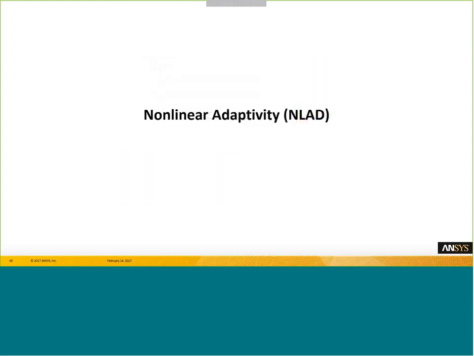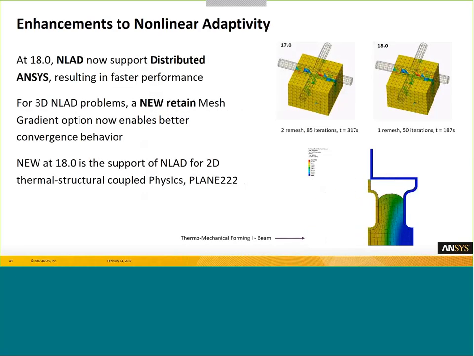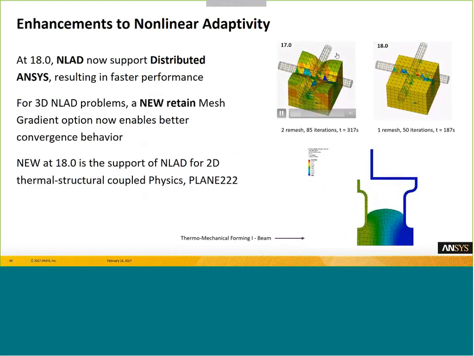And then finally, materials, we'll touch on, one more time, nonlinear adaptivity. So there are improvements here around the way the retaining of the mesh is handled. So basically what happened before was we'd remesh a lot during the solution. So by the animation at the top here on 17, you'll see the model remeshes completely as we go through the solution.